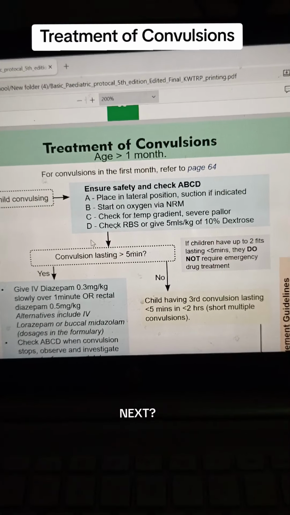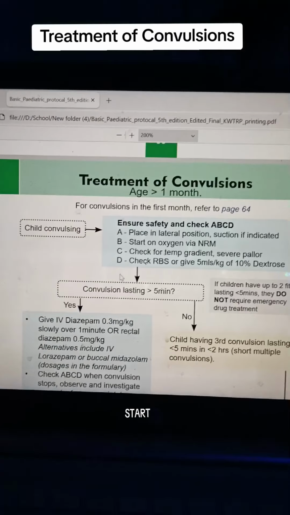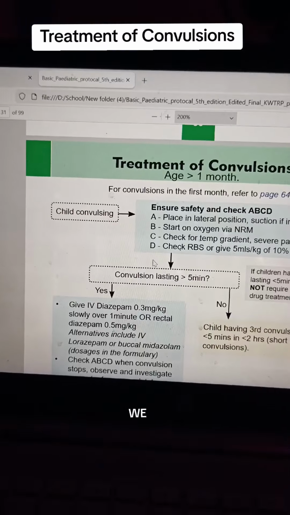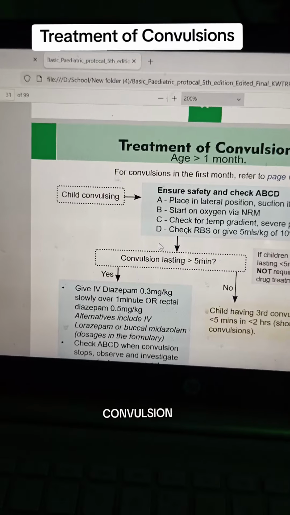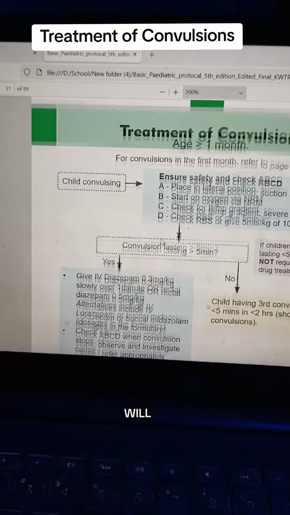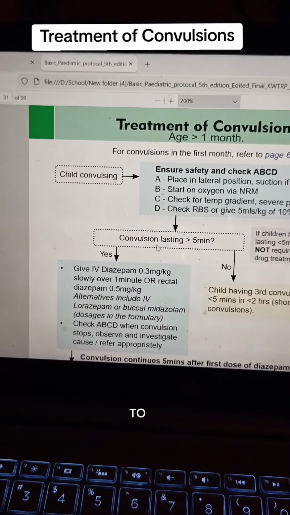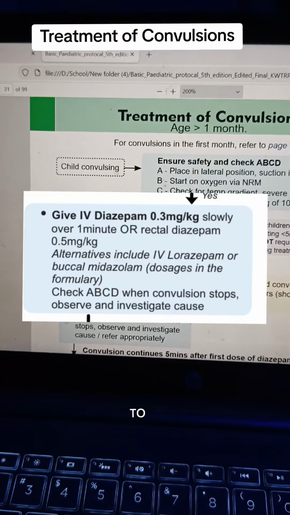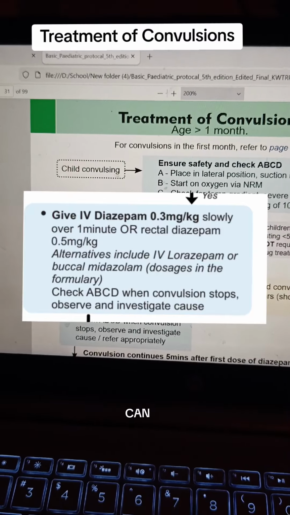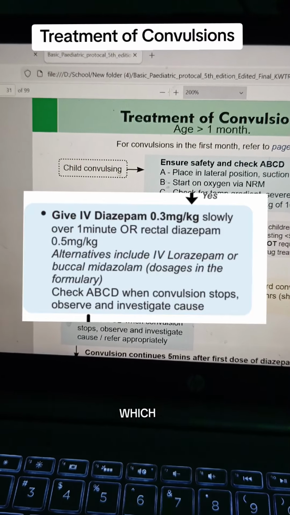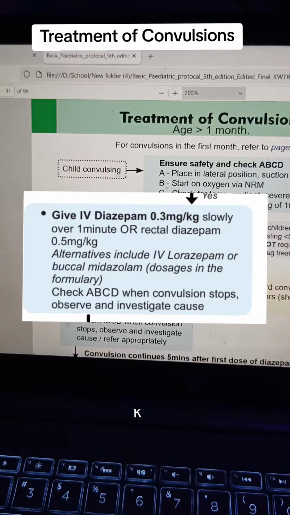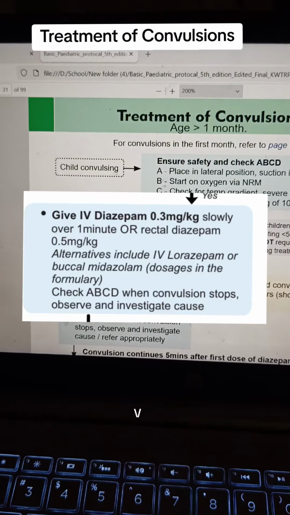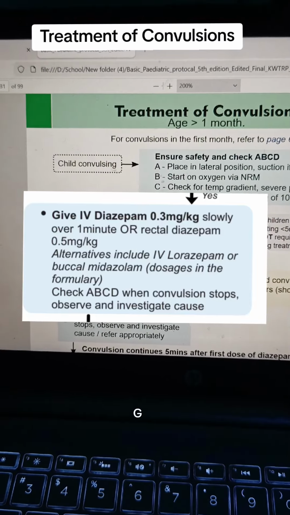So let's say we've done all this, but our child is still convulsing. What do we do next? At this point, we need to start the medical management, because we are trying to stop the convulsion, since this is what will now cause more harm, mainly to the baby's brain. So we give diazepam. If we are unable to access the IV route, we can go for rectal, which uses 0.5 mg per kg. But if you can access the IV route, we give 0.3 mg per kg.